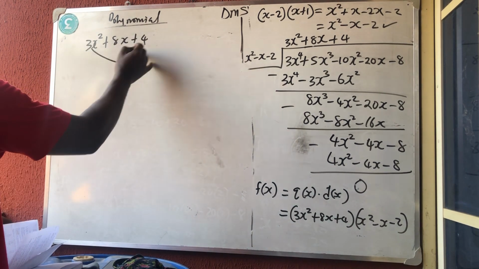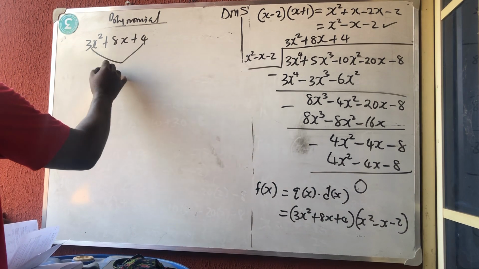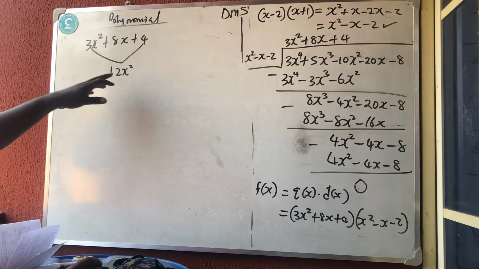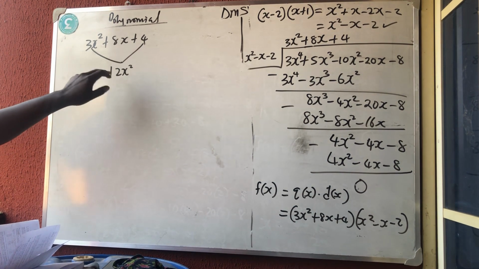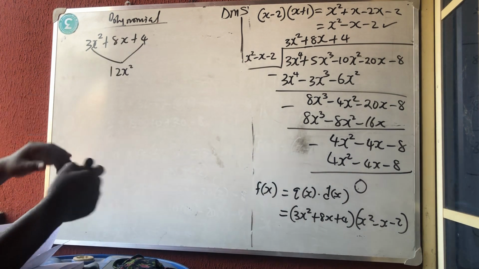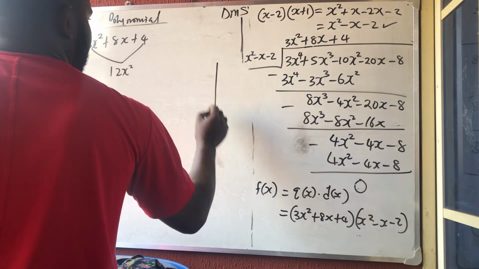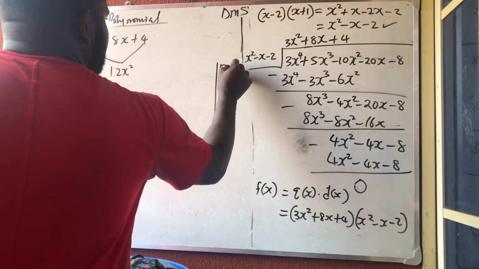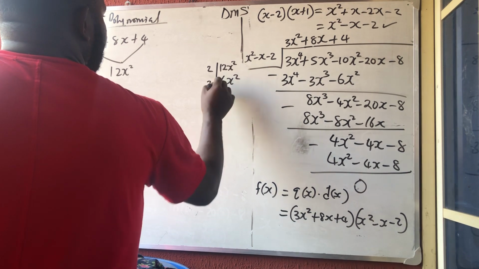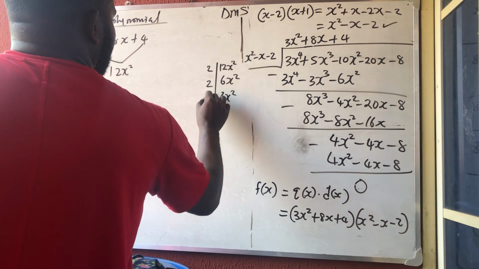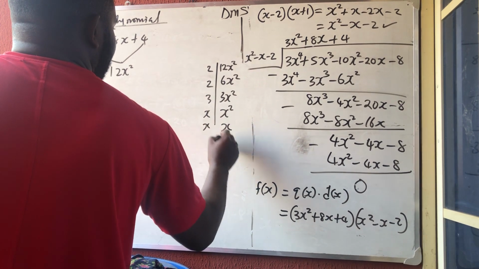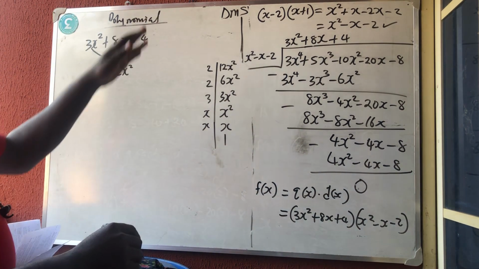The first person multiplied by the last person. This time, I'm having 12x squared. Now in secondary school, they will tell you to find two things which, if you add or subtract them, you will get this middle term. You don't need to think it; find it like this. 12x squared, divide by 2, I'm having 6x squared. Divide by 2, 3x squared. Divide by 3, x squared. Divide by x, x. Divide by x, 1.